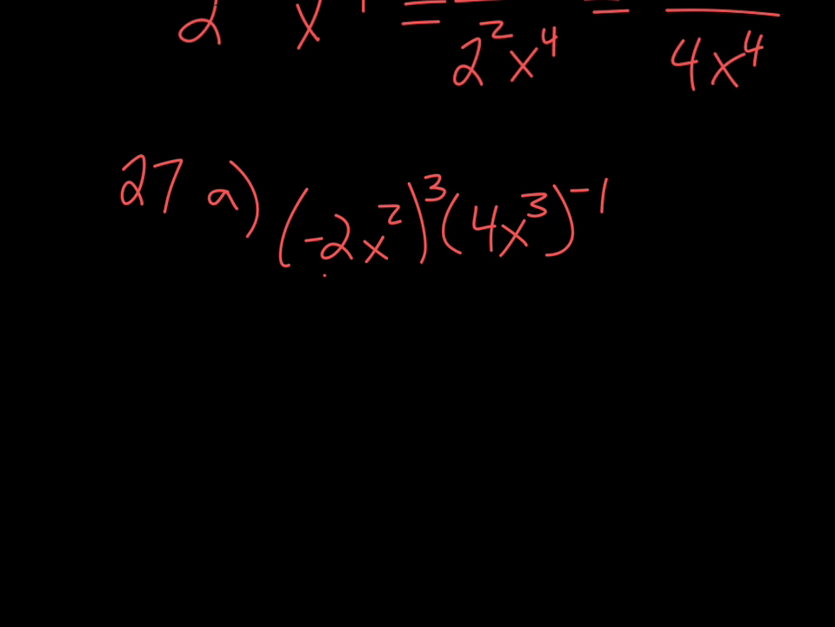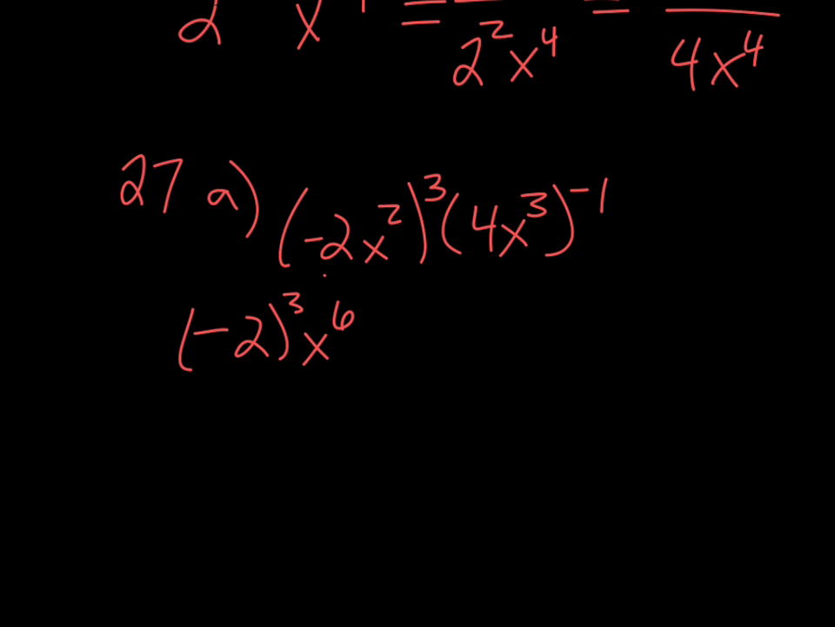Power to a power is multiply. Okay, right, so this first part, I would do it like this. This first part is going to be negative 2, I am going to write it like this. X to the 6.